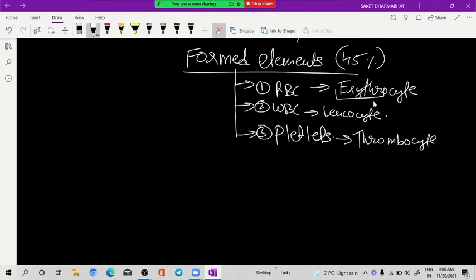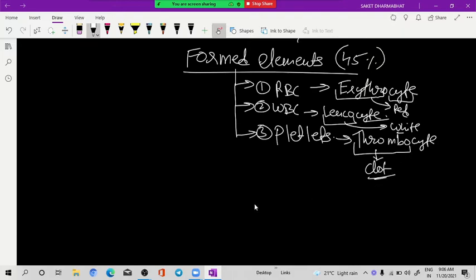Erythroid is related to what? Erythro means what? Red color. Cyte means what? Cell. The cell which is looking red in color, that is called as erythrocyte. Leuco means what? White. And cyte means what? Cell. Then platelets. Thrombo means what? It is a kind of clot.